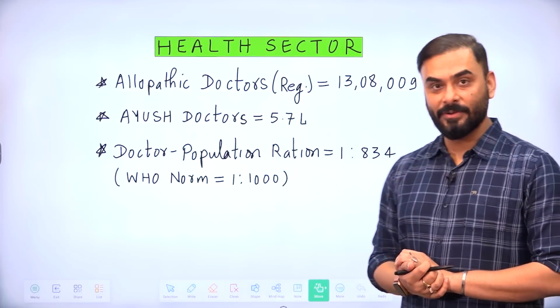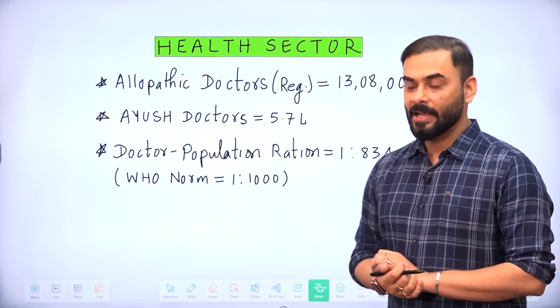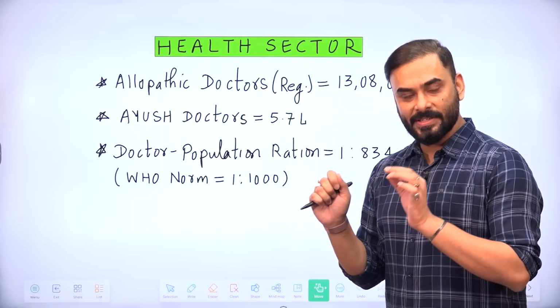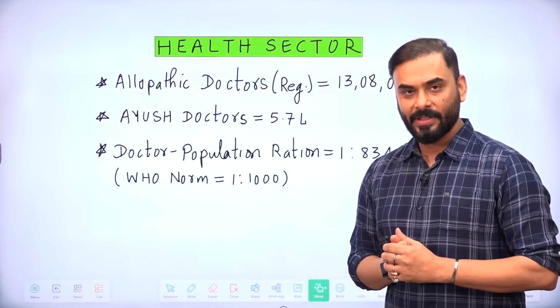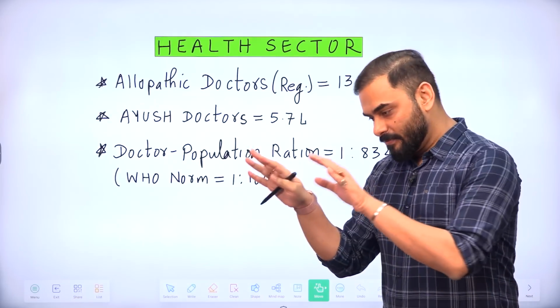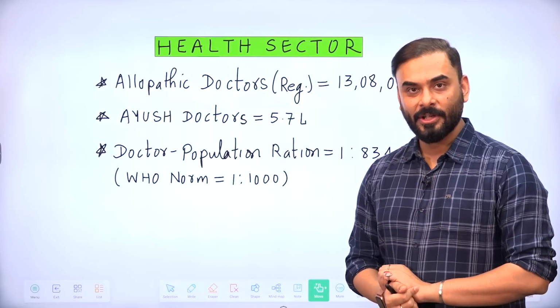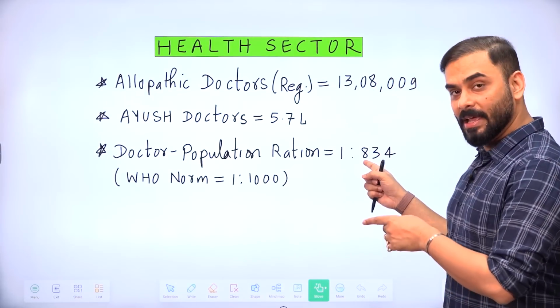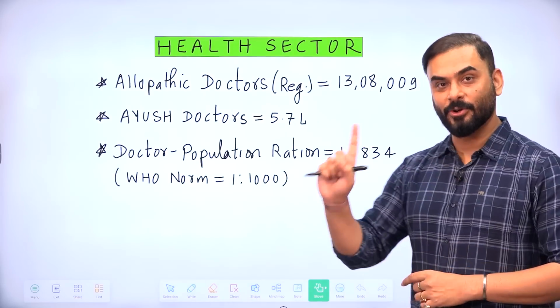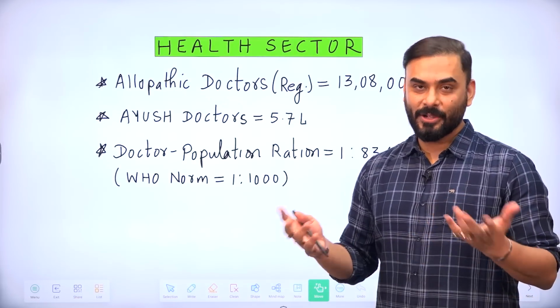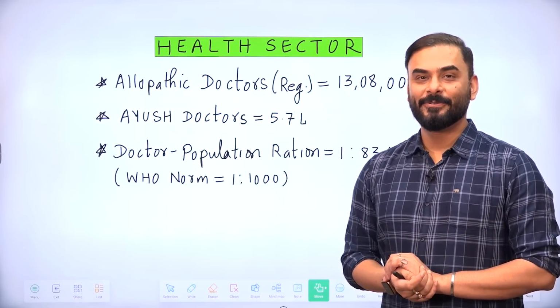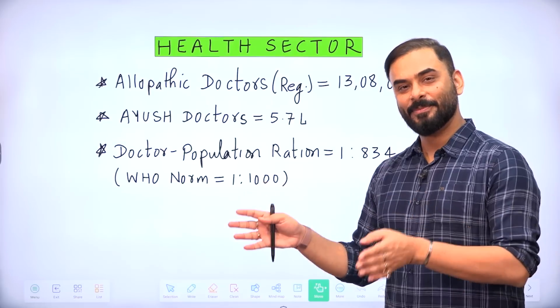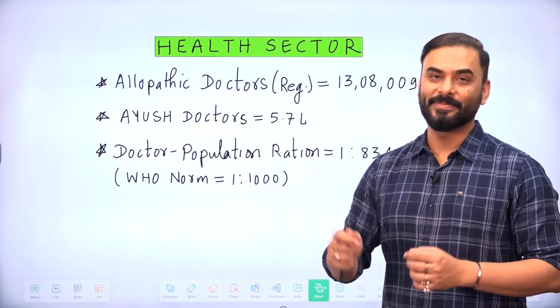Now, WHO, World Health Organization, says that for every 1,000 citizens in a country, there must be one doctor. So for every 1,000 persons, one doctor. What is the ratio in India currently? The doctor-patient ratio: for every 834 people, we have a doctor. So actually, according to economic survey, we are doing far better than what WHO tells us in terms of doctor-patient ratio.